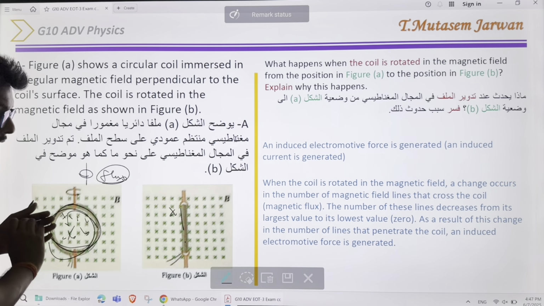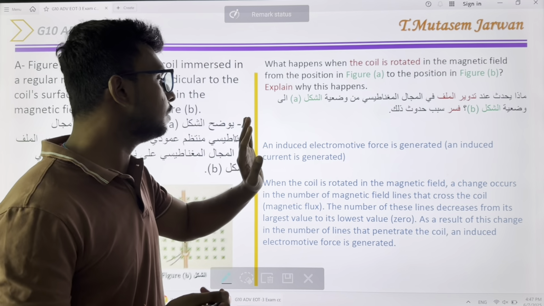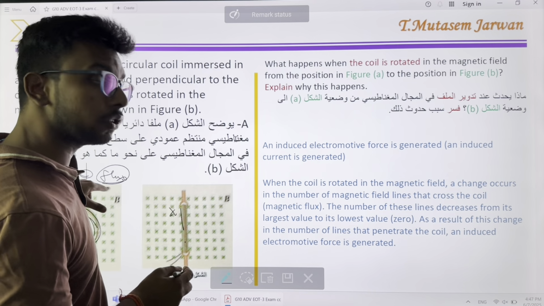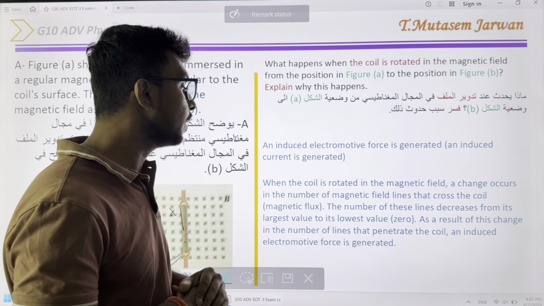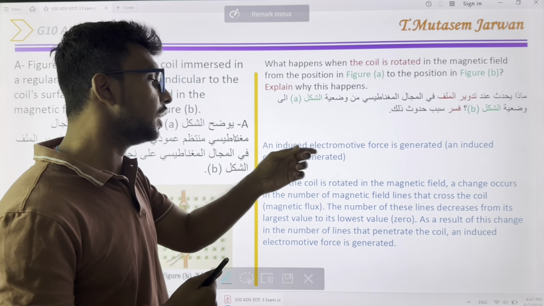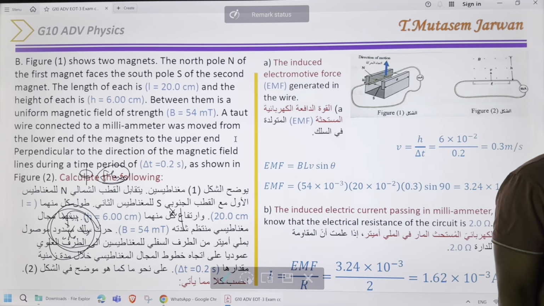And because the magnetic flux is changing, as per Faraday's law, there will be an EMF generated. That means there will be a voltage generated. So an induced electromotive force is generated. Induced current is generated because the coil is closed. That is why the induced current is generated. When the coil is rotated in the magnetic field, the change occurs in the number of magnetic field lines that cross the coil. Same thing which I explained to you. You can read it and go through it. It will give you the answer.